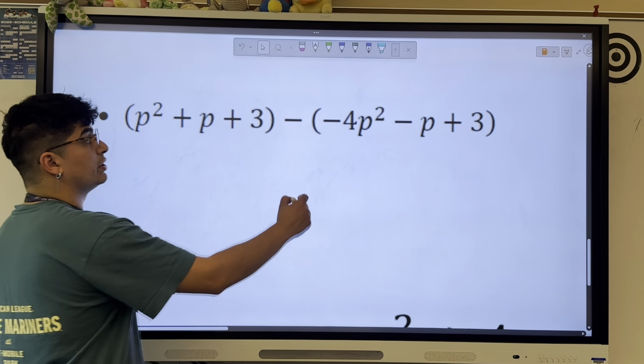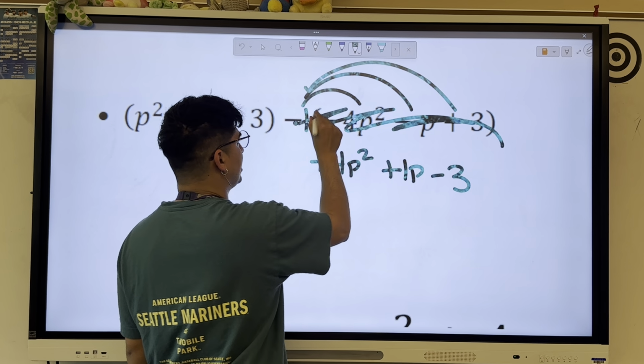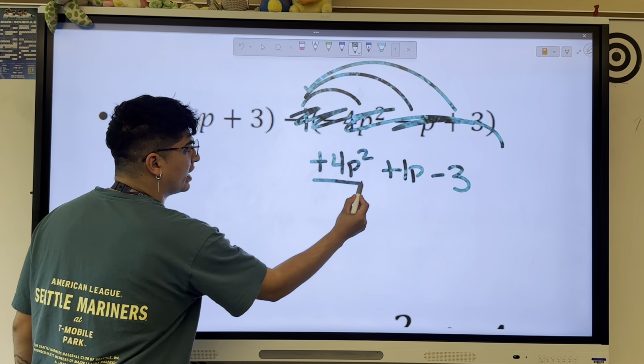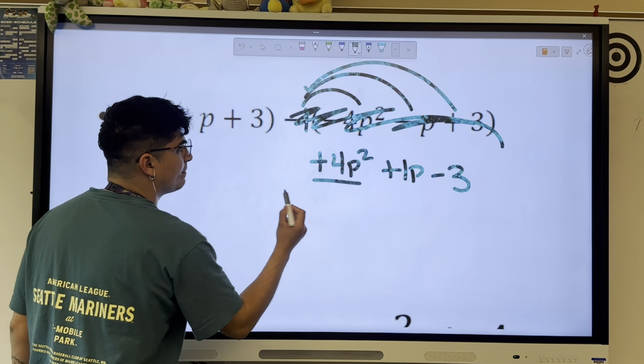On this one, again, there's a negative 1 technically right here. It distributes, and that would give me positive 4p squared. This would give me a positive 1p, and this would give me a negative 3. And I like to cross this out, basically. I don't want to even look at it, because now I can think, okay, this and this can combine.